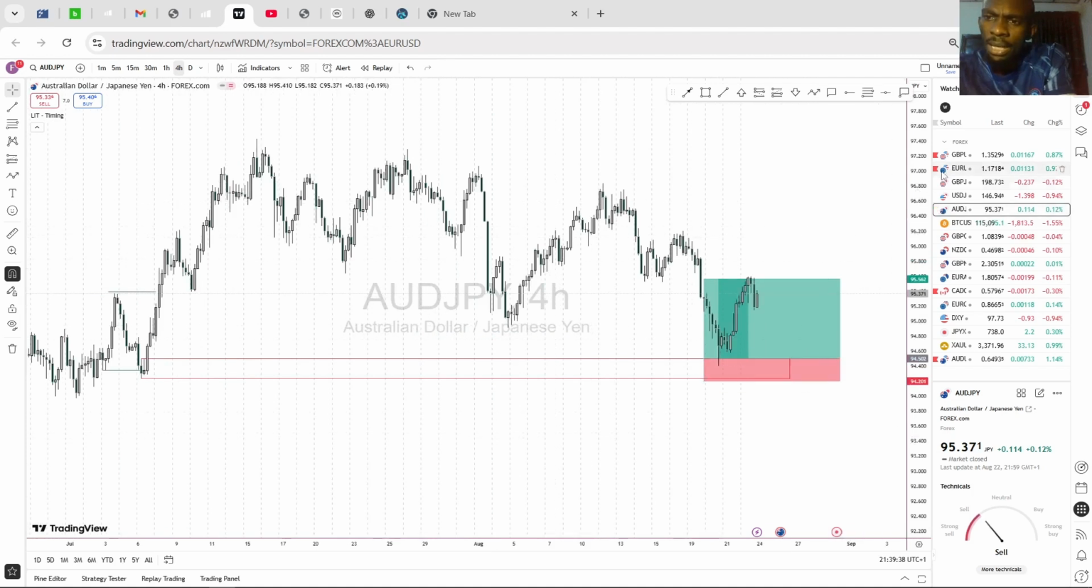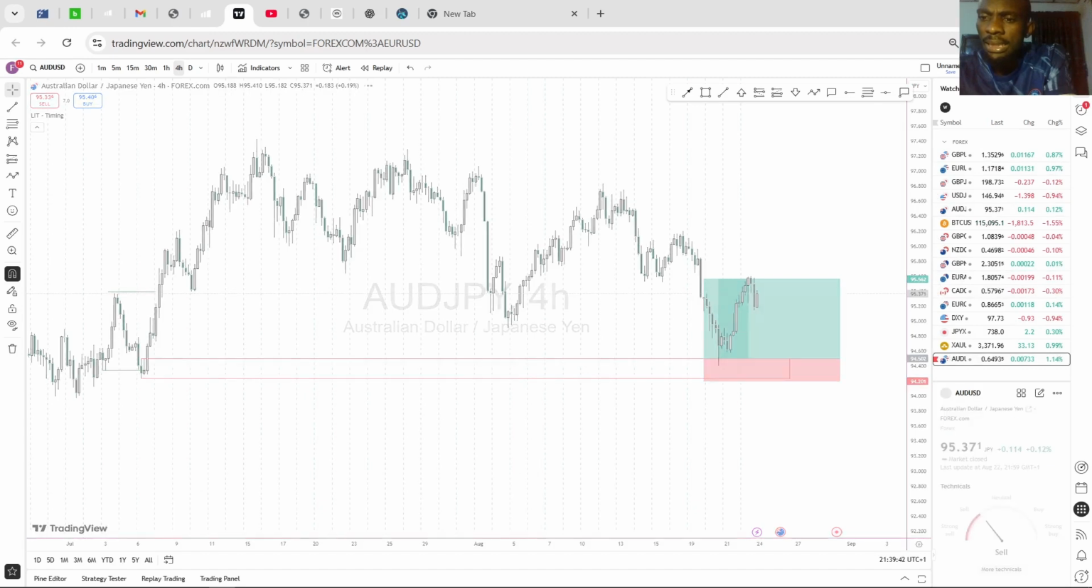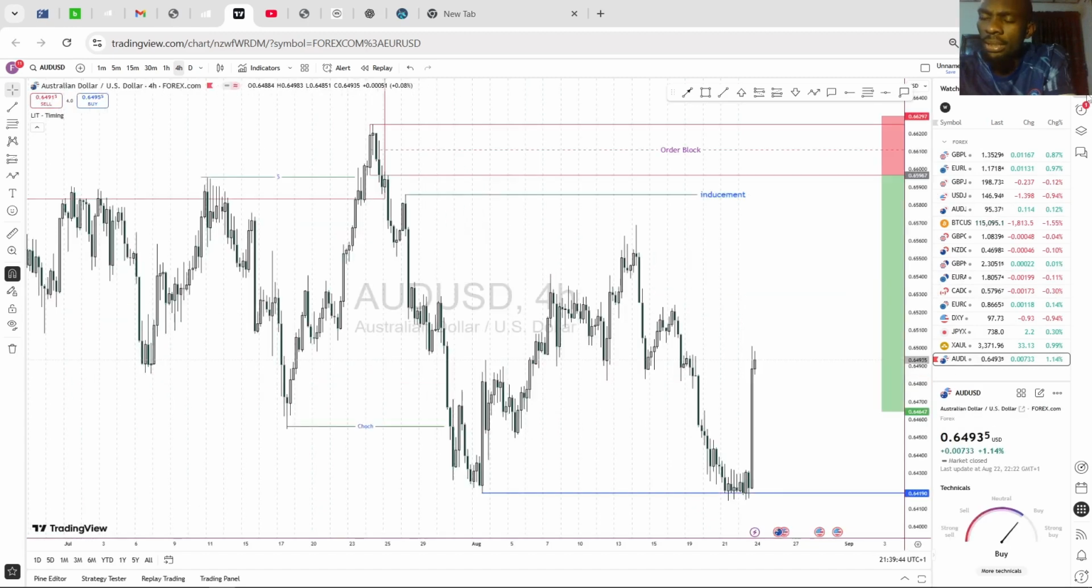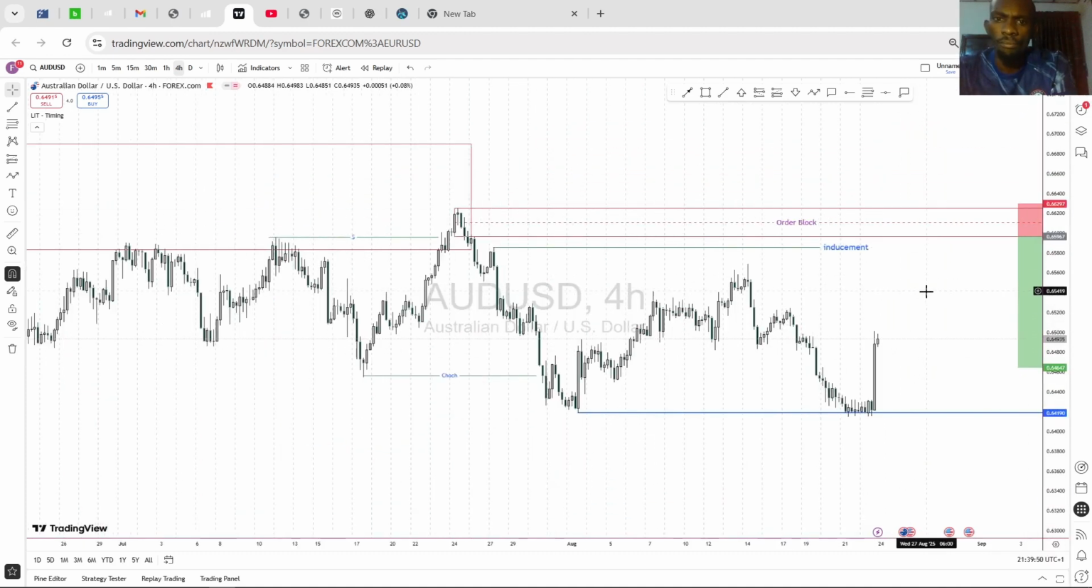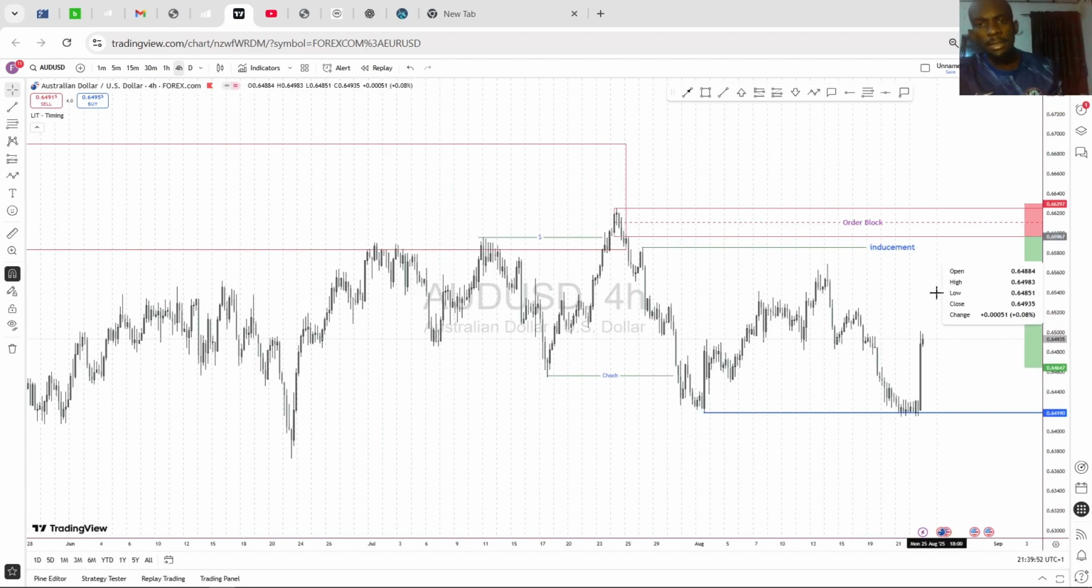So for now, we are not actually expecting any other trade except this AUDUSD. Sorry, I'm having a cough. I'm trying as much as possible to speak up.